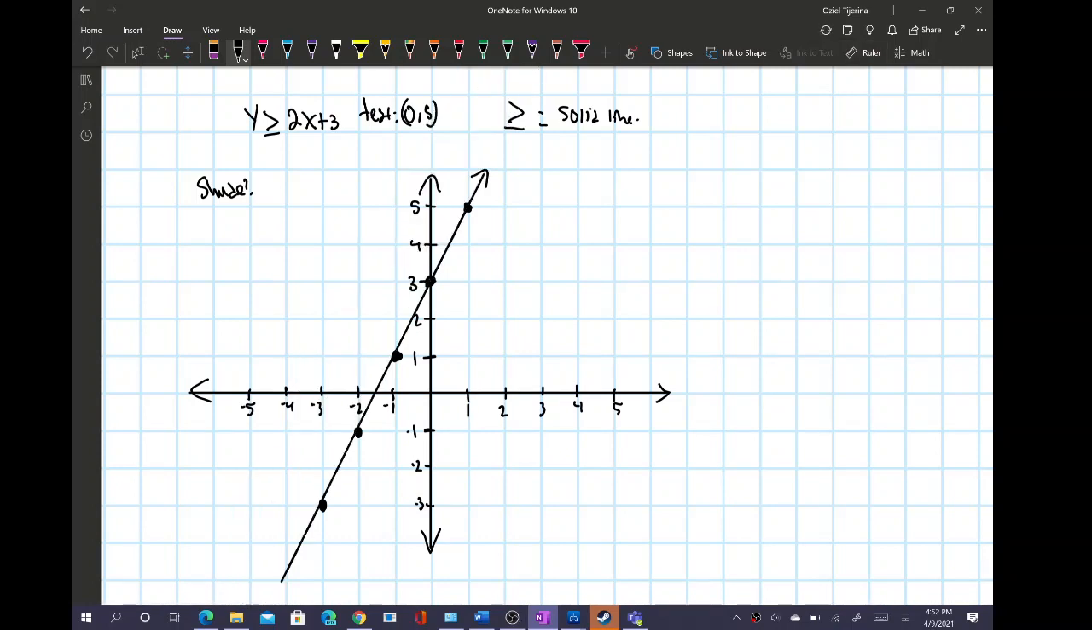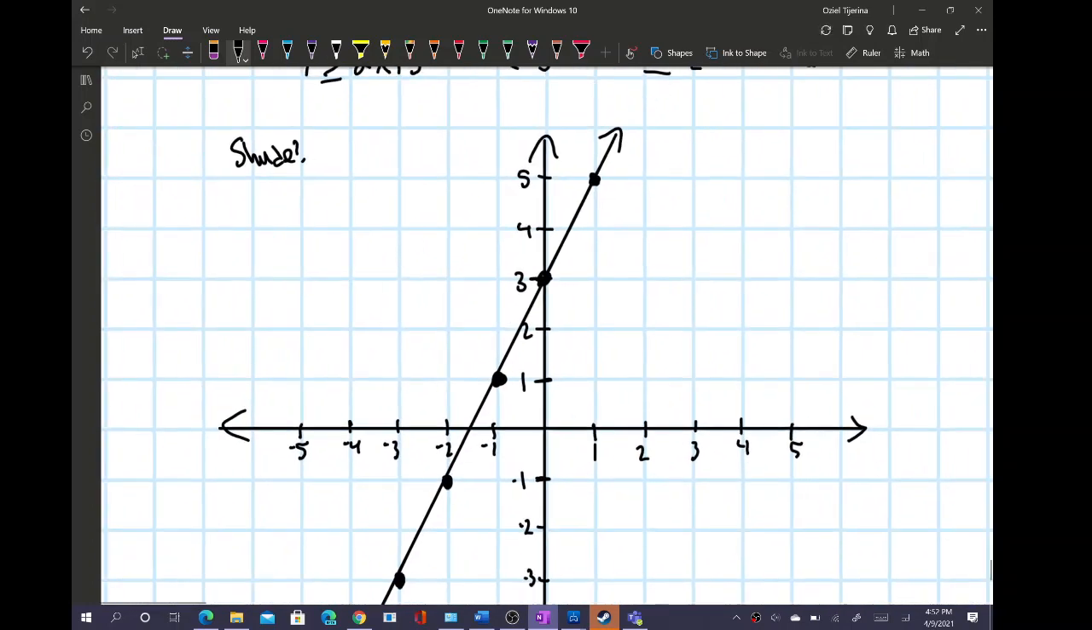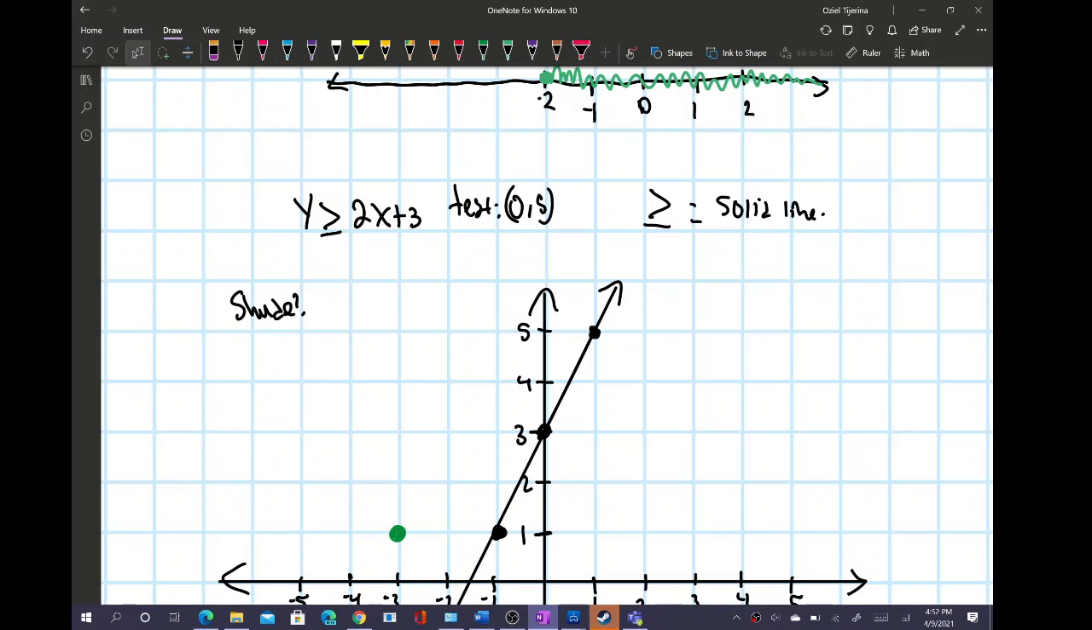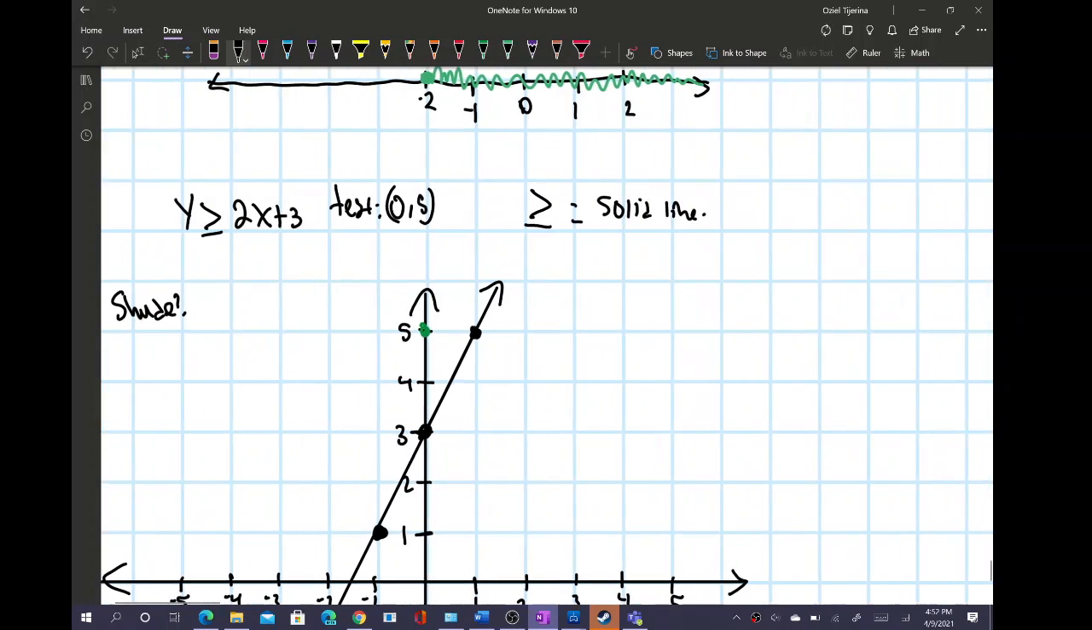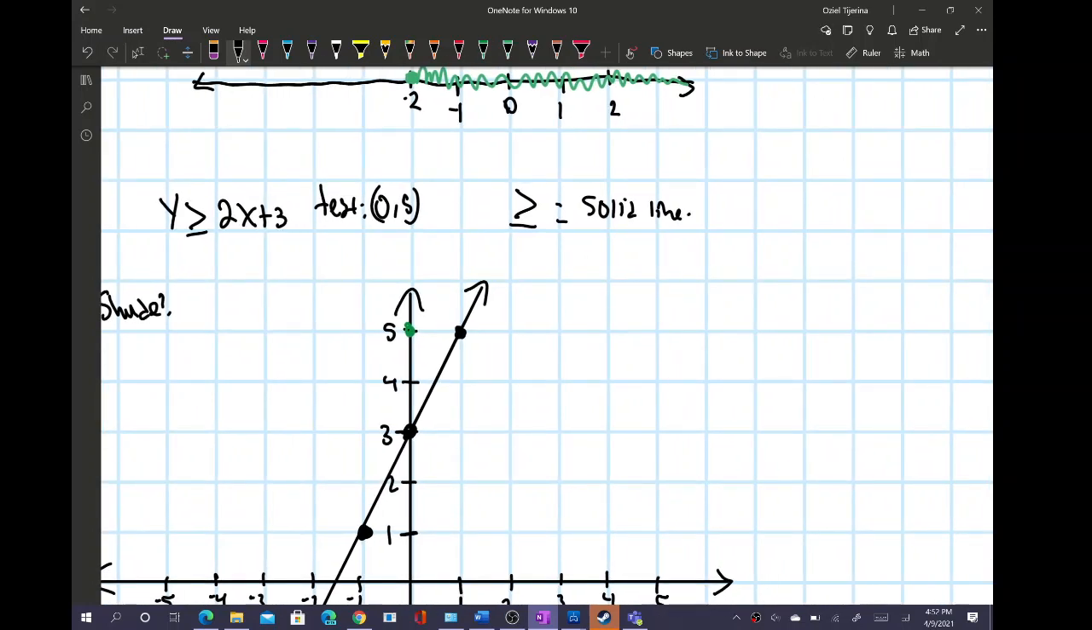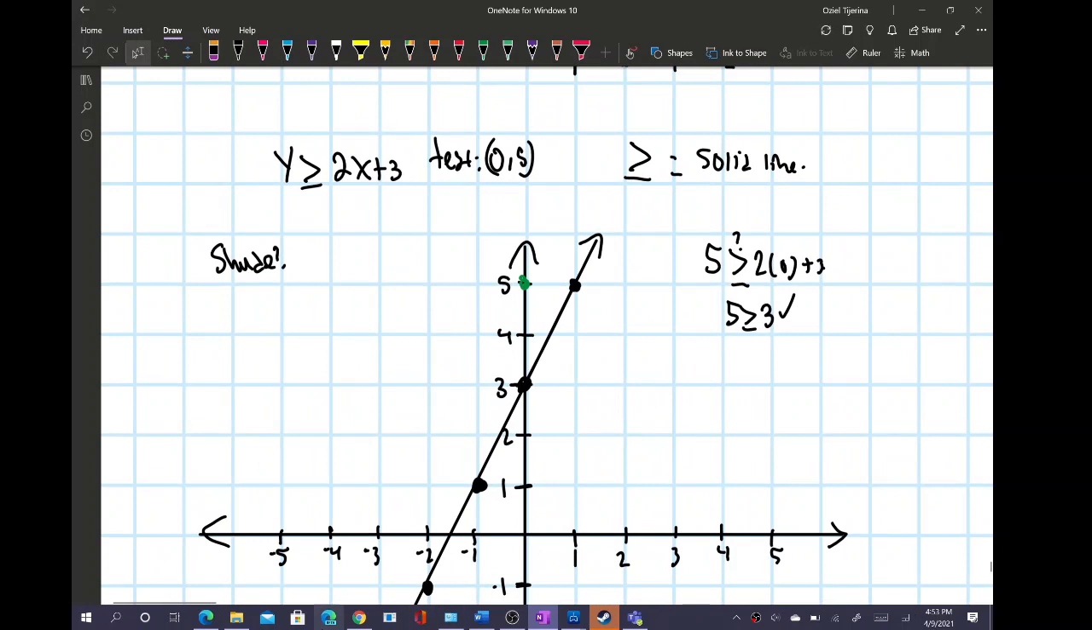okay, for example, let's look at the left side, right? And let's pick a point. Let's do this point here. Negative 3, 1, right? You're gonna test to see, or even 0, 5. You can do 0, 5 if you really wanted to. So for 0, 5, you're gonna say, is 5 greater than or equal to 2 times 0 plus 3? So you have 5 is greater than or equal to 3, and that's true because 5 is greater than or equal to 3.